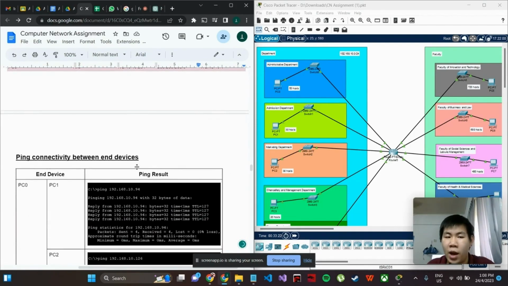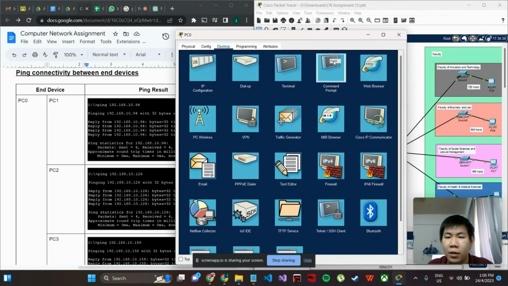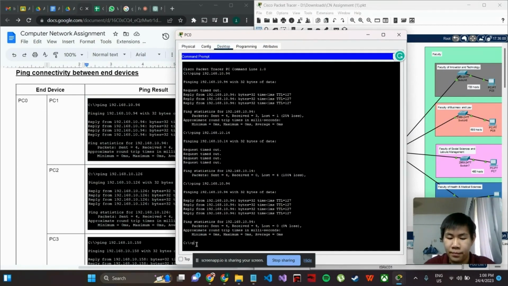And next we have the ping connectivity between end devices. It is the connection between the PC and PC. It means the end device and the end device. So you can see this is PC0. We ping with PC1. As an example, you can see this is the result we have taken for PC0. We use the command prompt. We are at PC0 right now.